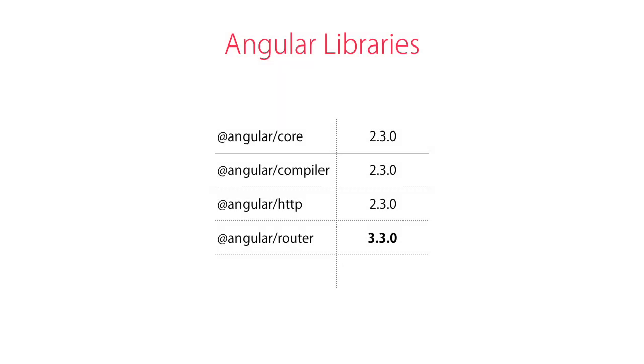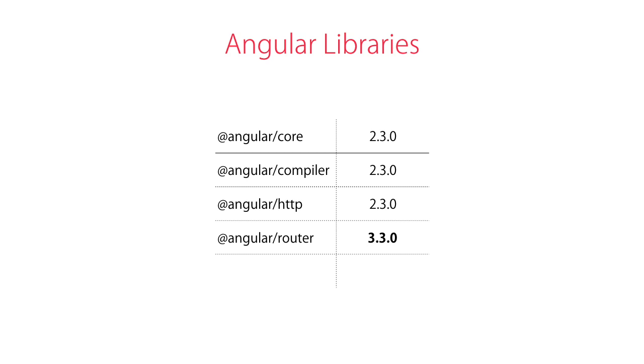Angular consists of a few different libraries that are distributed as separate node packages via npm. For example, we have the core library that we use in every application. We have the Angular compiler. We have Angular HTTP for calling HTTP services. We have the Angular router for adding navigation to applications and a few other libraries. Now, all these libraries were versioned the same except the router library.